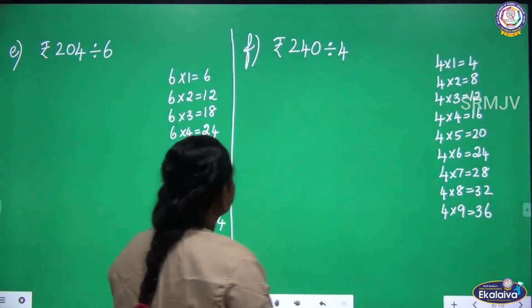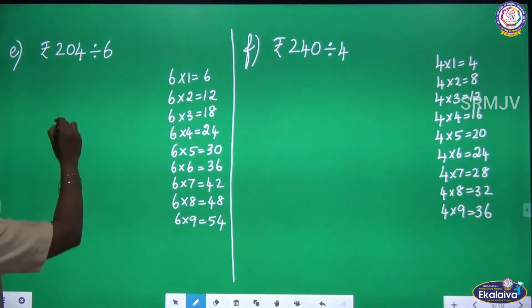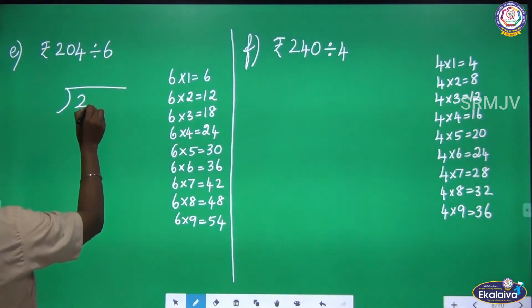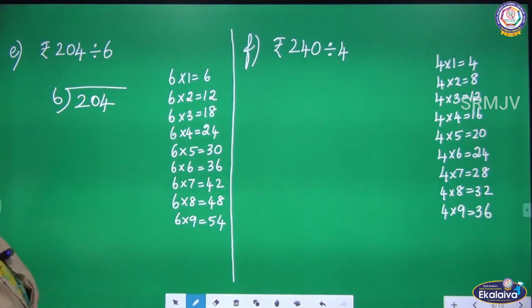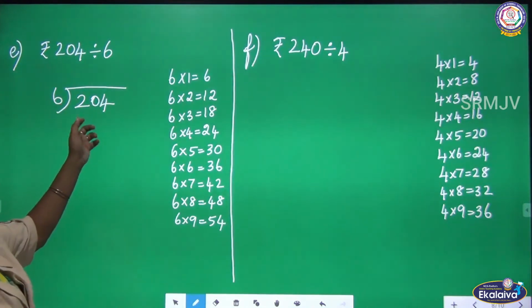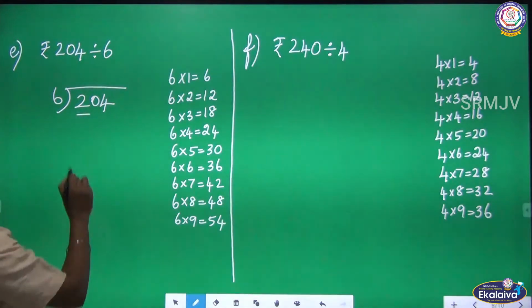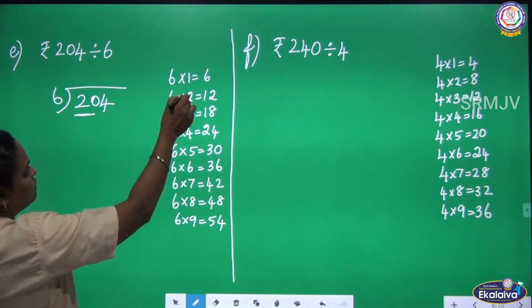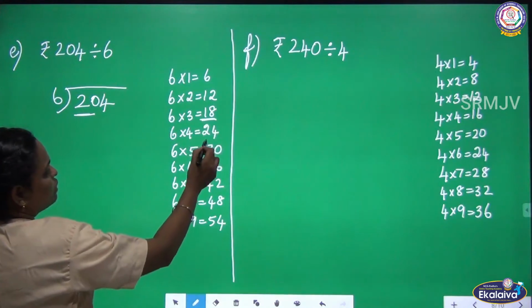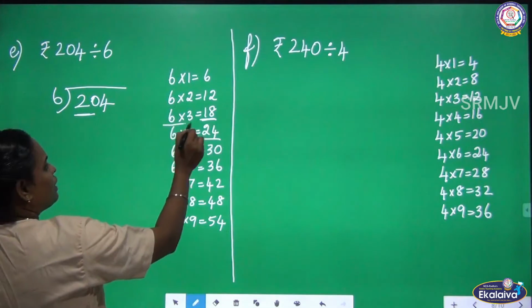Next one, 204 rupees divided by 6. So we are going to divide 204 by 6. Listen children, like ordinary division we are going to divide this. 204 is the dividend, 6 is the divisor. If you take 2, it is less than the divisor. So we will take 20. Which is nearby 20? 18. 24 we can't take because it is greater than 20. So we will take 18.